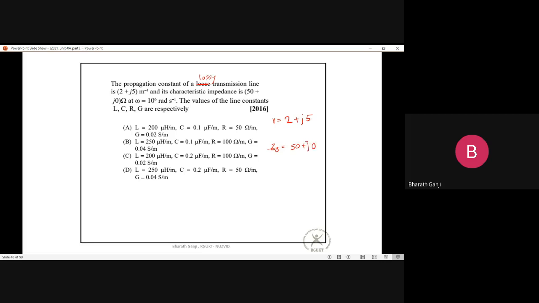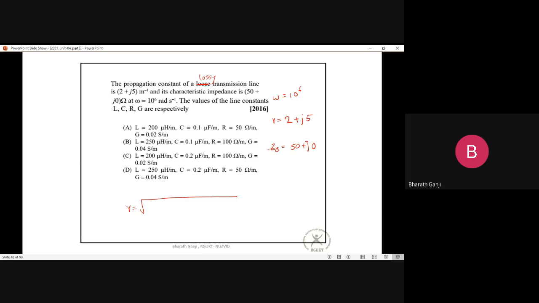So they're asking you the value of the line constants, and omega is also given for the calculation purposes. The angular frequency omega is given as 10 to the power of 6. So what is the formula for gamma? Gamma is the square root of (R plus j omega L) into (G plus j omega C). That is one way of doing it, and the fast way of doing it.